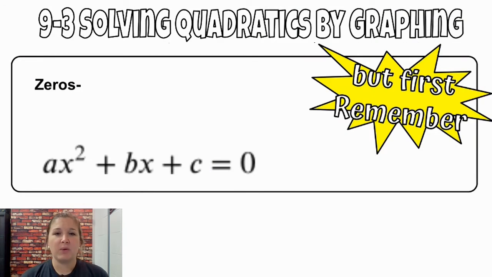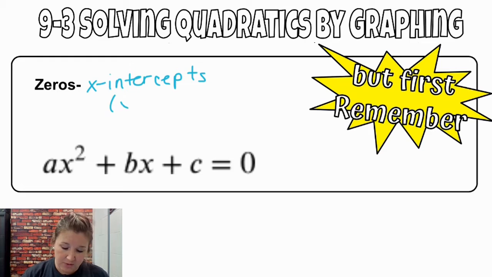All right, guys, we're back and we're going to be looking at solving quadratics by graphing. So we're going to look at what that means on the coordinate grid when we have a quadratic graph. So remember that zeros are also the x-intercepts, and that is, if you remember, when y is basically 0.